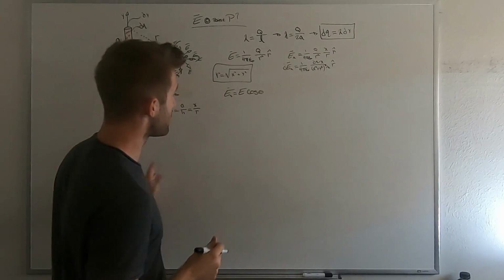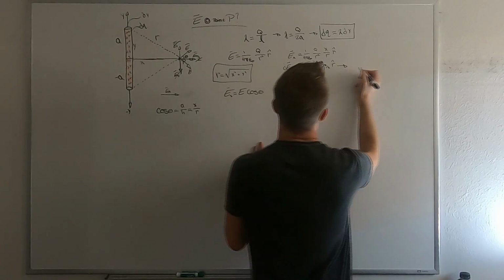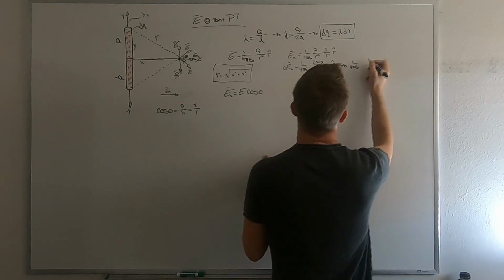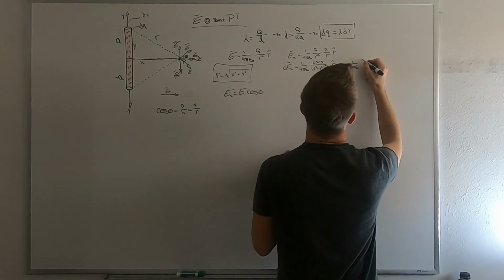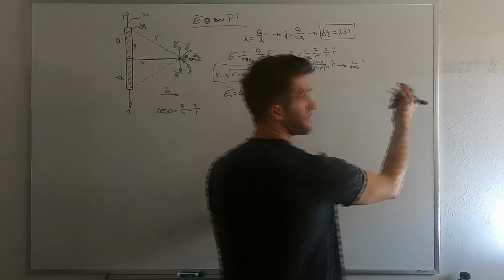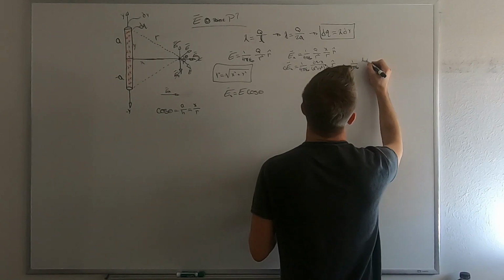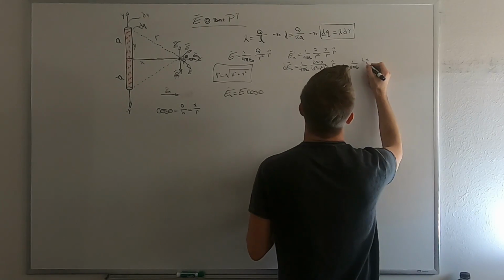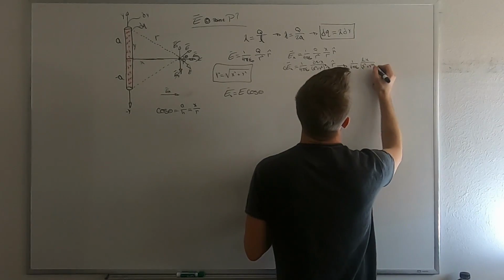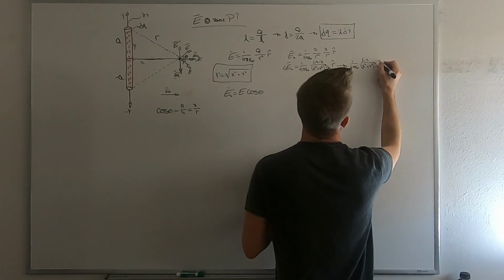Now let's plug in our dq. That gives us 1 over 4 pi epsilon naught, and this is going to be lambda dy, so we're changing our limits here. So we have lambda times x over x squared plus y squared to the 3/2, and then we have our limit here, dy.